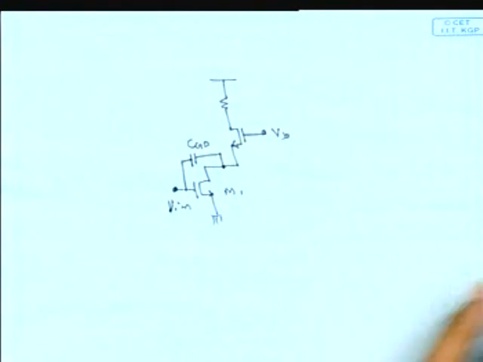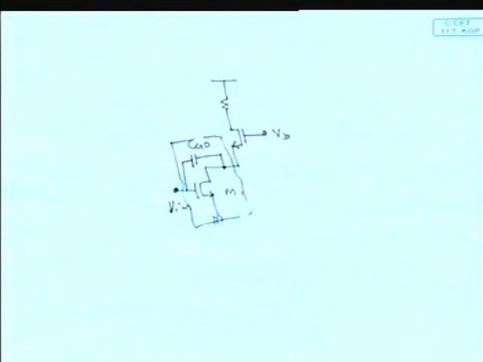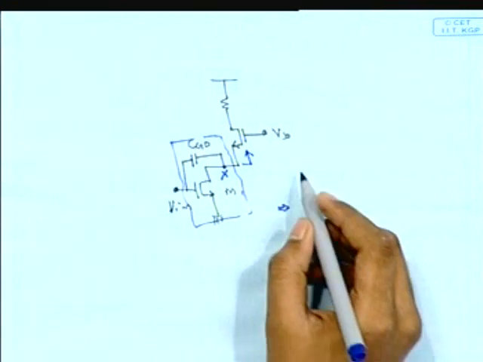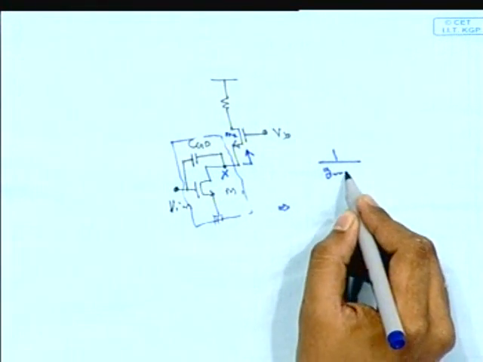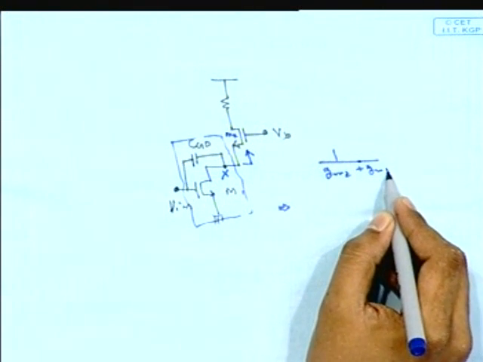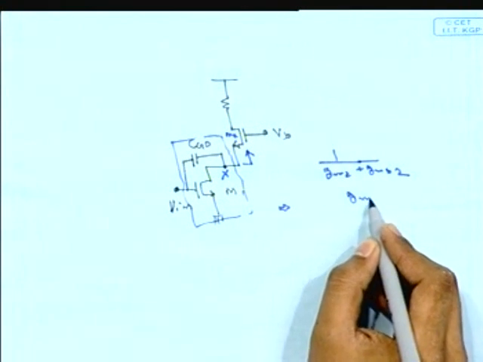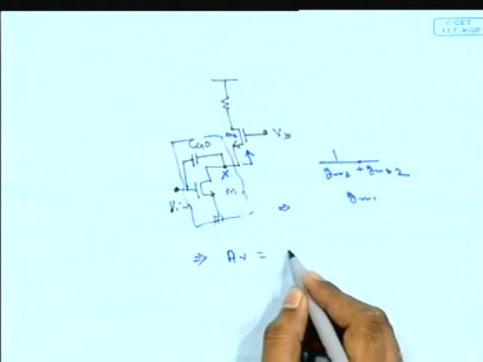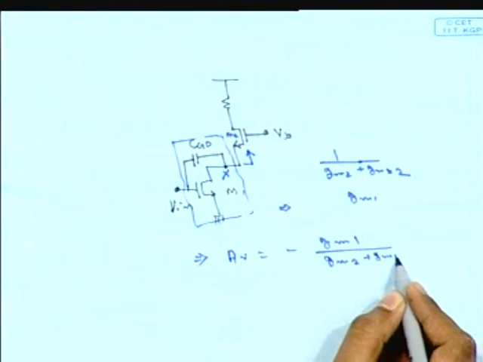See, for this particular input MOS, what is the effect of the CGD, that is the coupling capacitor from the input to that particular node X? Now what is the input resistance of this CG common gate stage? It is nothing but 1 by gm2 plus gmb2, this being the M2 transistor. And the transconductance parameter of this MOS is nothing but gm1. So whatever the gain from this input to that particular point X is, it is nothing but minus gm1 by gm2 plus gmb2.